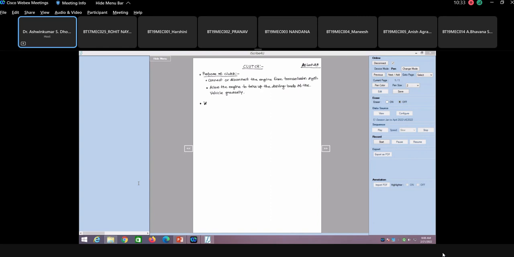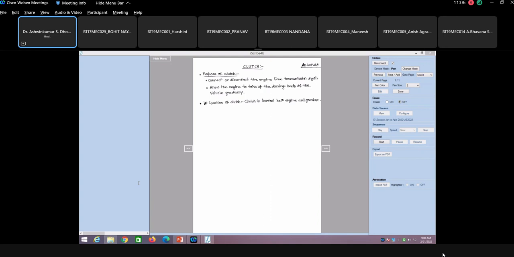The second part is the location of the clutch. Basically the clutch is located between the engine and gearbox. So it is going to be one assembly wherein the flywheel is also a part of the clutch.